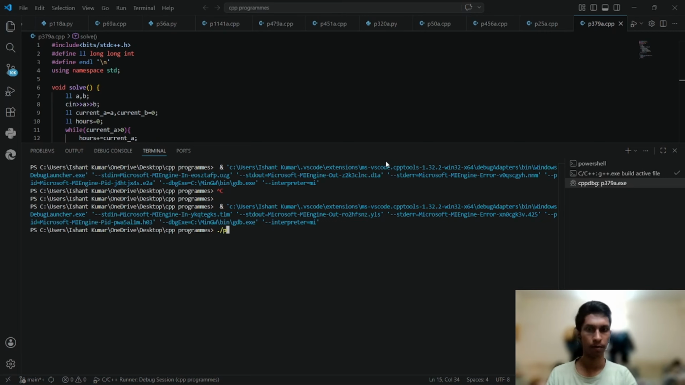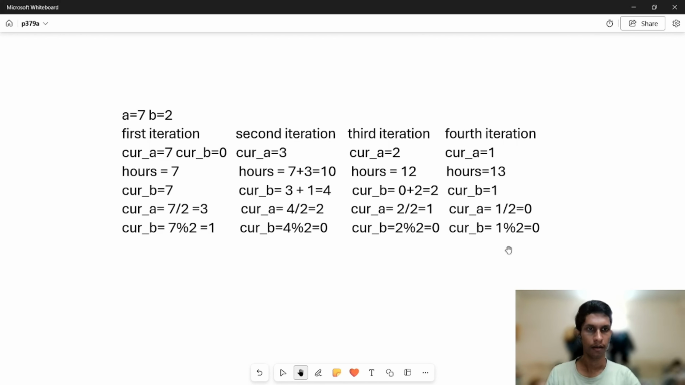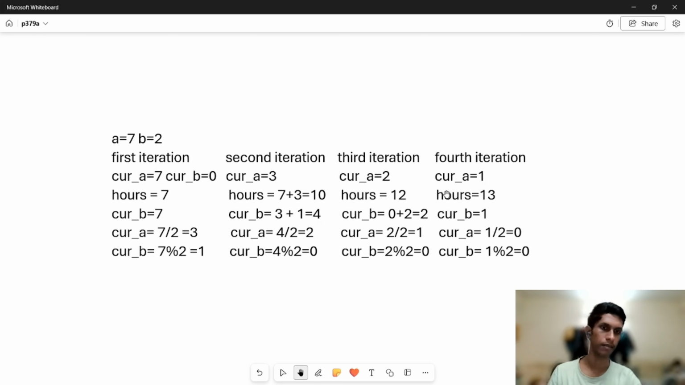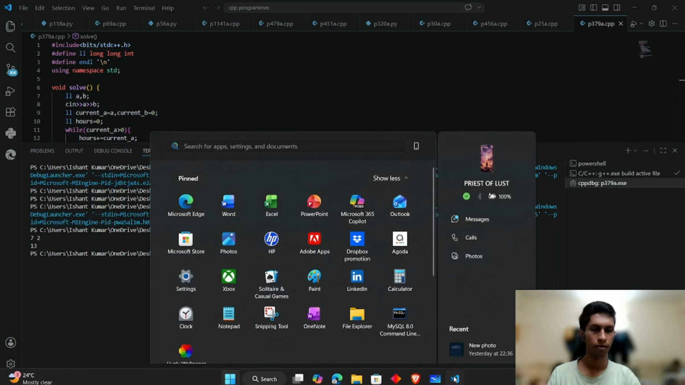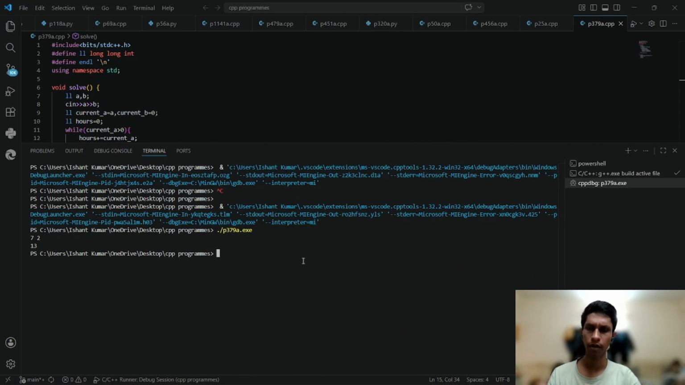So this is problem number 379A. The test case that we took was 7 and 2. We're getting 13, and that was the last answer that we got. So the maximum number of hours that we can burn all the candles, reusing all the candles, will be 13 hours. We won't be able to use any more candles after 13 hours.